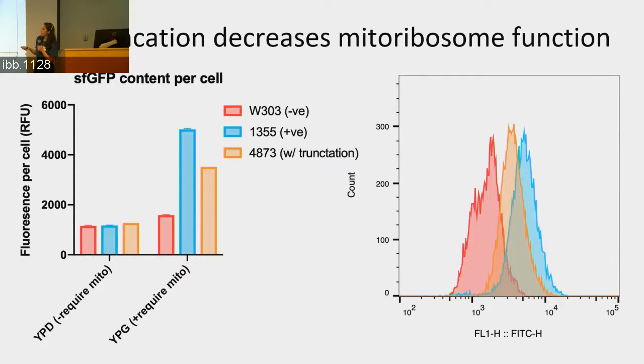And with the non-fluorescent strain, we have low levels of fluorescence. And then with the no truncation, we have a high level of fluorescence, and then a significant decrease in fluorescence with the truncation. So this shows that even with this mitoribosomal truncation, while we still have function, we have a decrease in function. And then on the right here, we have this histogram showing in the same colors the peak shifts with the different types of ribosomes.